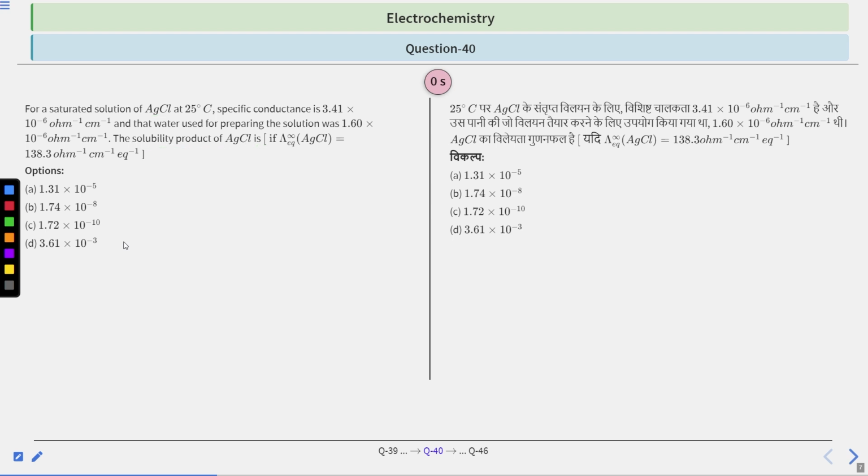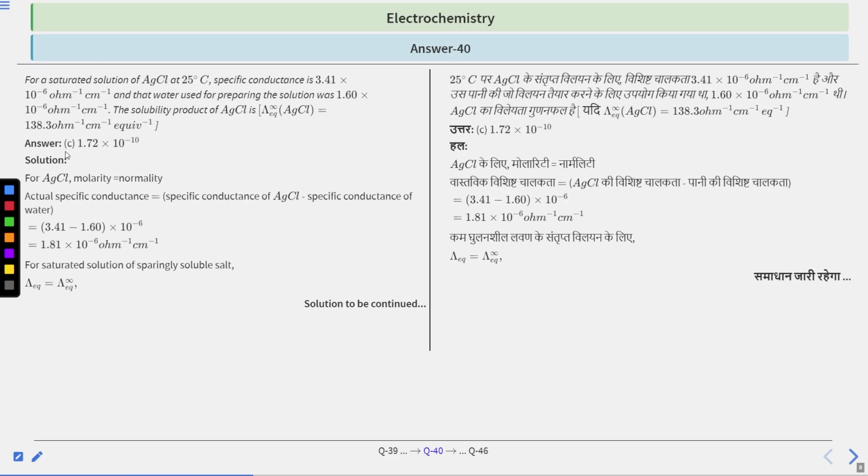Okay. Now, let's see. The correct answer is option C, that is 1.72 times 10 to the power minus 10. So, for AgCl, molarity is equal to normality, and we calculate the actual specific conductance. It will be the specific conductance of AgCl minus the specific conductance of water, because we have been given the specific conductance for both the water and AgCl. So, the actual specific conductance will be the difference of these two.